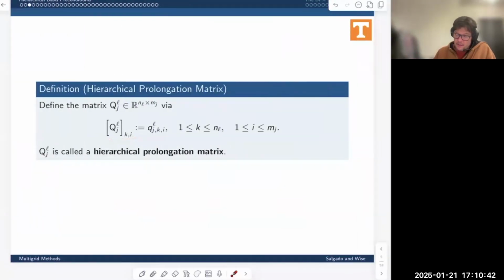Okay, so the only thing I have to make sure of is I get the dimensions right. So K is 1 to NL. So this number NL is bigger than MJ because they have to be tall, thin matrices. Okay, so that is the row index and that is the column index. So I think I'm good there. So this is a tall and thin matrix called the hierarchical prolongation matrix.